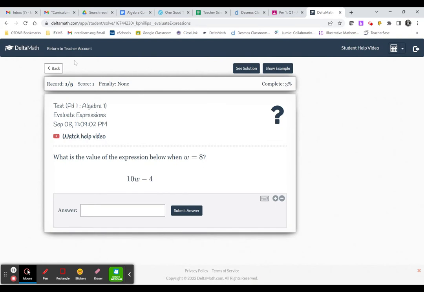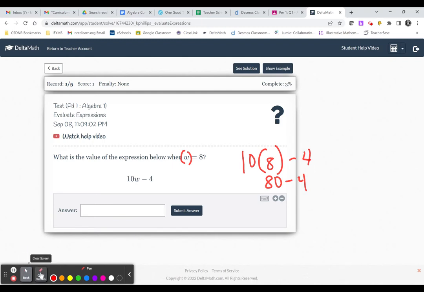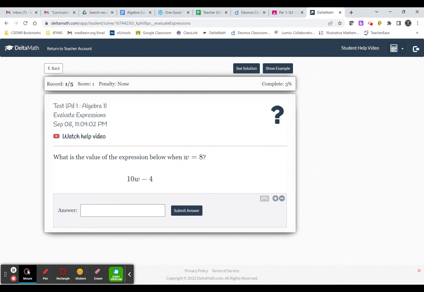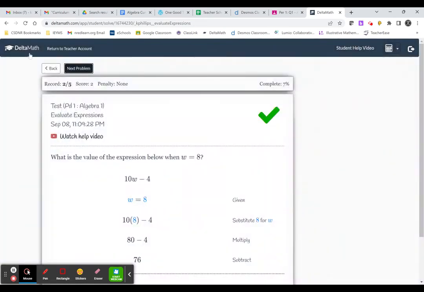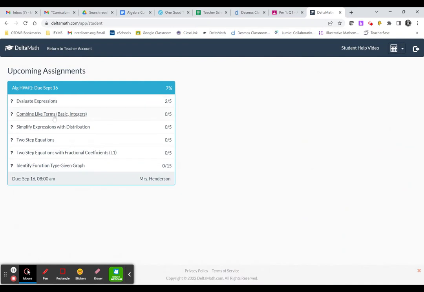Okay, so after you click next problem up here, you're going to perform the same math. Use some scrap paper, and don't forget you are erasing and replacing the variable with the given value. So 80 minus 4 is 76, and you'll type it in to the answer box. Let's go back and take a look at the next one.